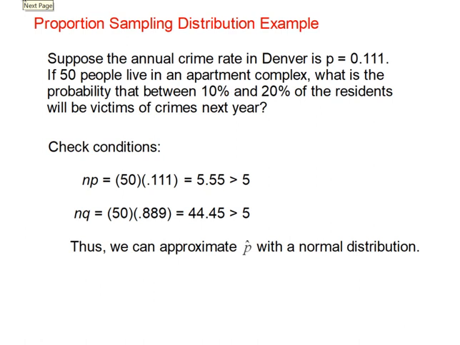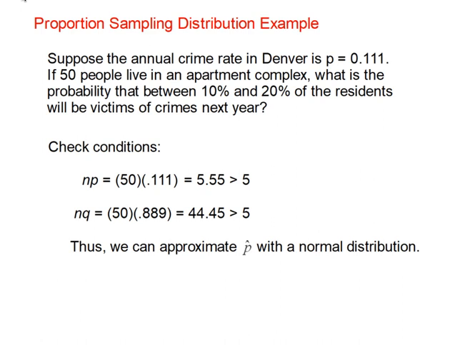So here we go. Suppose that the annual crime rate in Denver is 0.111, or basically 1 out of 9. If 50 people live in this apartment complex, what's the probability that between 10% and 20% of residents will fall victim of a crime this year?